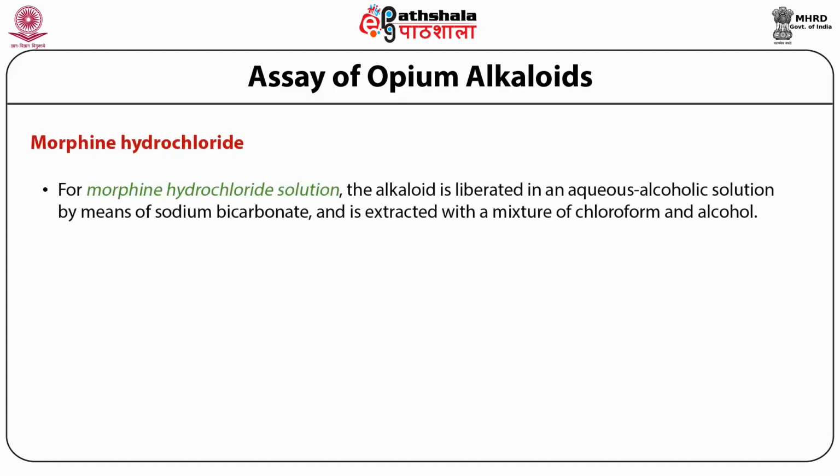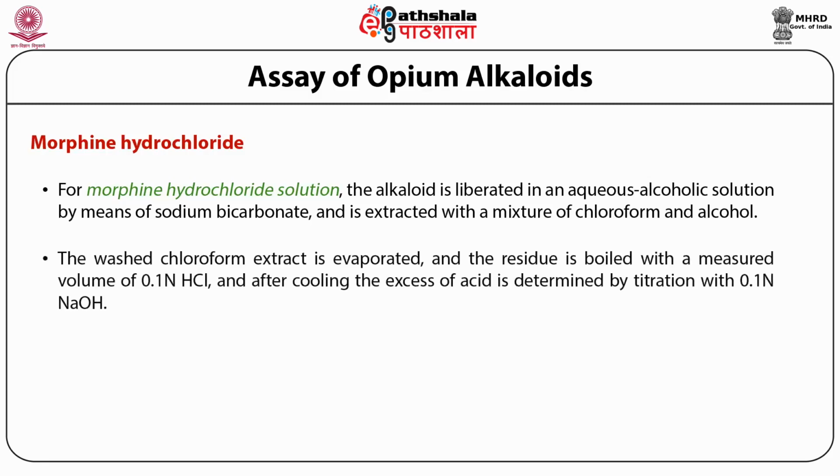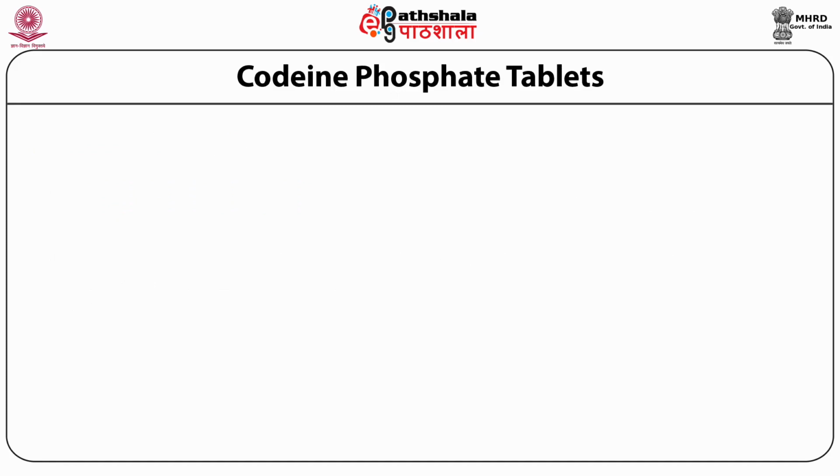For morphine hydrochloride solution, the alkaloid is liberated in an aqueous alcoholic solution by means of sodium bicarbonate and is extracted with a mixture of chloroform and alcohol. The washed chloroform extract is evaporated. The residue is boiled with a measured volume of 0.1 normal HCl, and after cooling, the excess acid is determined by titration with 0.1 normal NaOH. Codeine phosphate tablets.